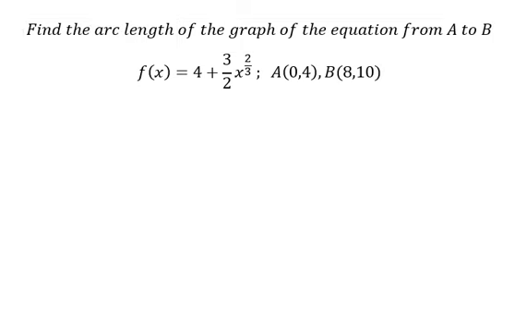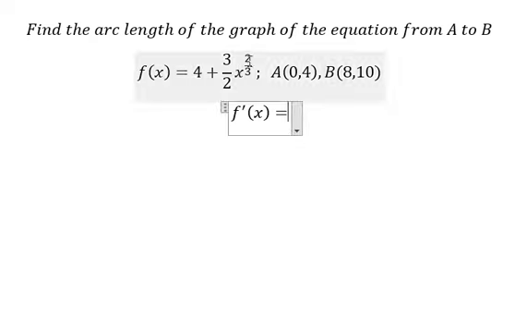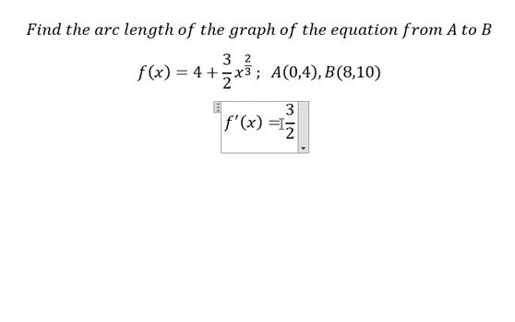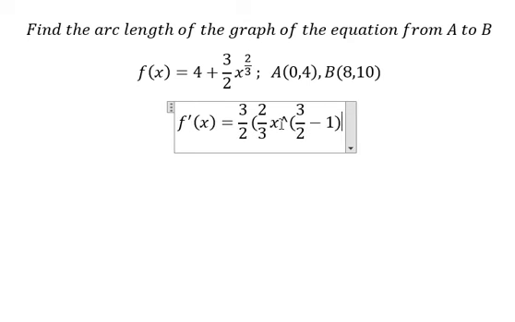The first thing we need to find first is the derivative. This one that is about the constant, so you got number 0. This one that is about 2 over 3 x to the power of 2 over 3 minus 1.